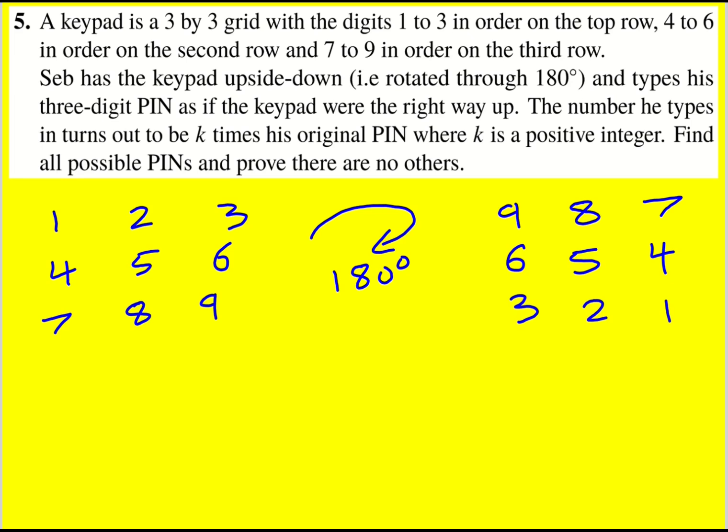Now, the number he types in turns out to be k times his original PIN, where k is a positive integer. Find all possible PINs and prove that there are no others.